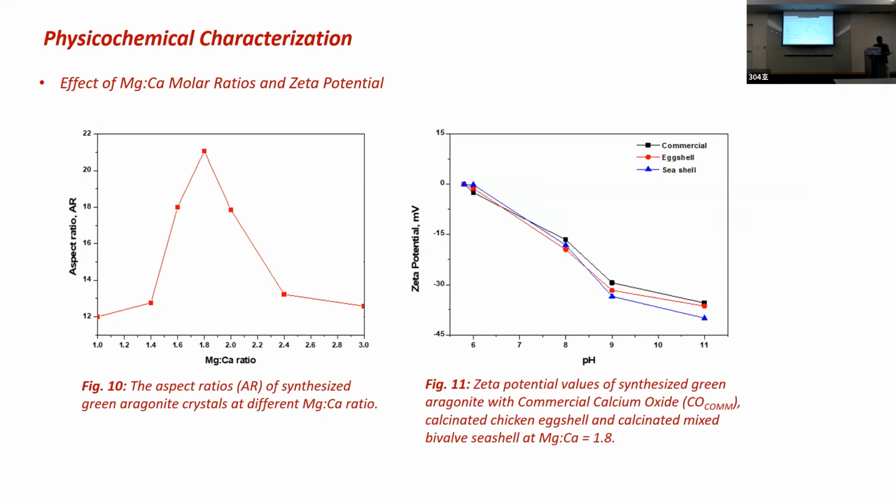What is aspect ratio? The ratio between the length of the particle and the diameter of the particle. That's called aspect ratio. The more the aspect ratio, the better the aragonite will be. And the zeta potential, which shows the surface charge, shows it's all negative charge surface. Below 6 pH, it starts dissolving. So after 6, it's all negative charge on the surface.